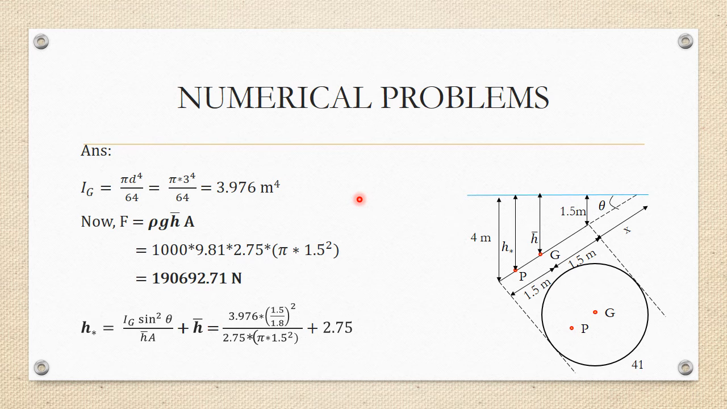H star is given by Ig sine squared theta divided by h bar A plus h bar. Now sine squared theta is unknown, but sine theta is given by 1.5 by x, and x was found out to be 1.8 meter. So I can simply take sine squared theta to be 1.5 divided by 1.8 the whole squared. And substituting the remaining values, I will obtain h star to be equal to 2.892 meters.